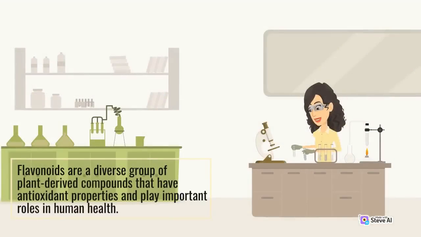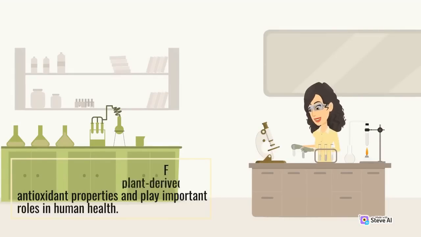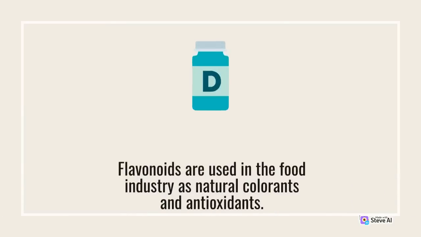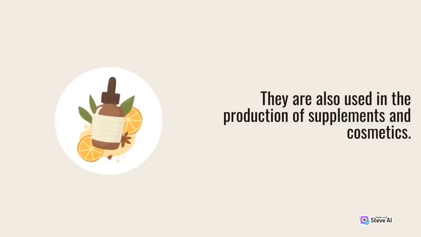Flavonoids are a diverse group of plant-derived compounds that have antioxidant properties and play important roles in human health. Flavonoids are used in the food industry as natural colorants and antioxidants. They are also used in the production of supplements and cosmetics.